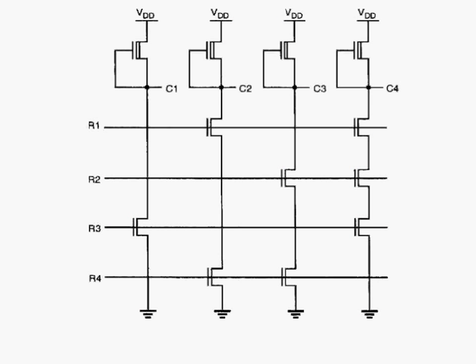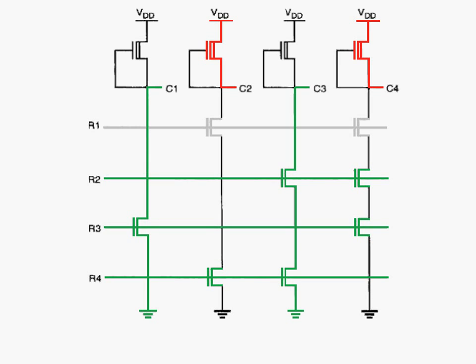NAND-based ROM array. Row 1 input is low, and row 2, 3, and 4 inputs are high. When the row 1 input is low, the NMOS transistor corresponding to row 1 in column 2 and 4 will be turned off. Therefore column 2 and column 4 outputs will be tied to VDD.